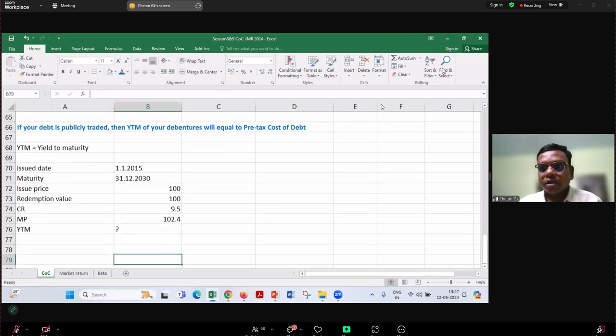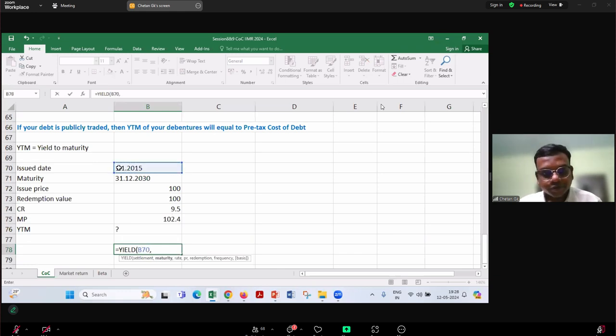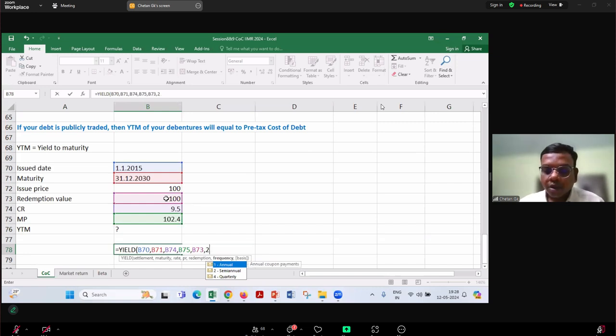Quickly, compute this YTM. How to compute this YTM? Is equal to, what is the function? Yield. Okay, so settlement is, when is the settlement? It is the issue date. Maturity is this. Coupon rate is 9.5. Price is 102.4. Redemption value is 100. Frequency, it's a semi-annual bond. So there are 2 times this particular coupon you are going to receive.